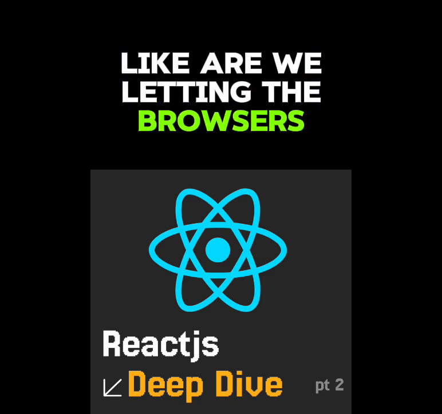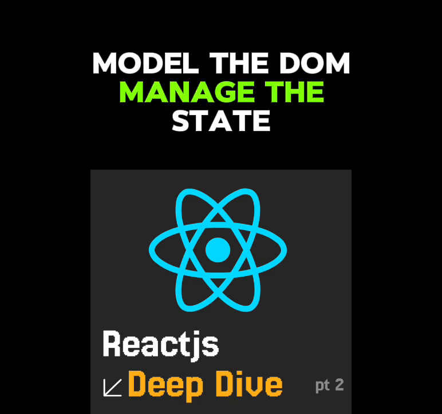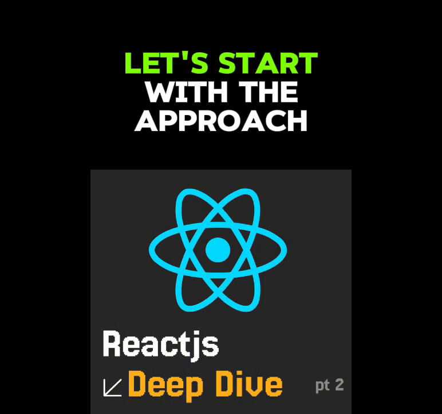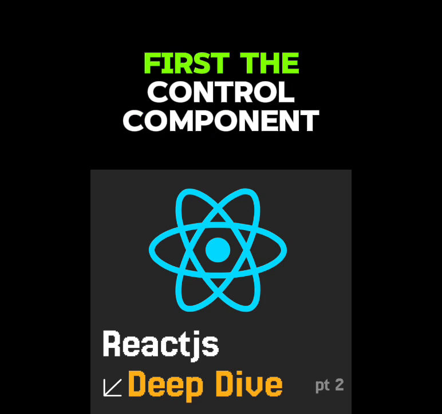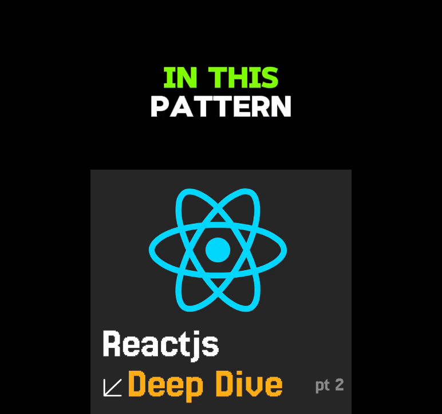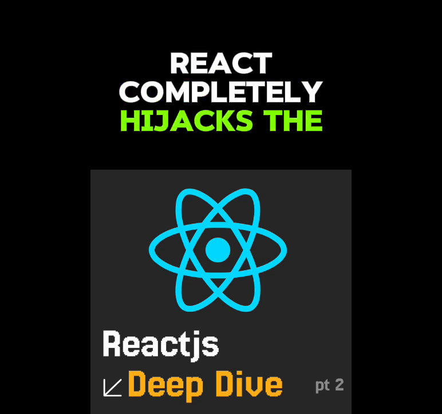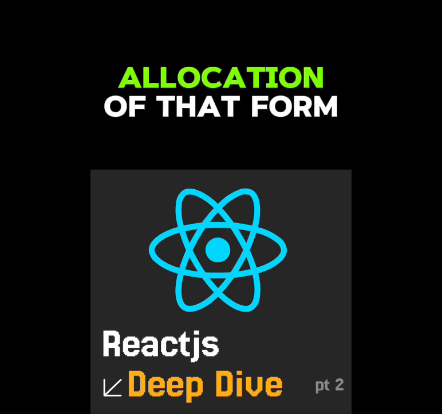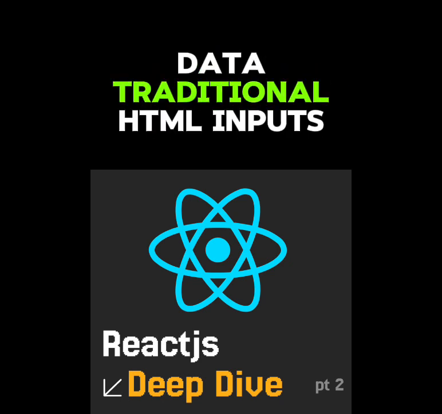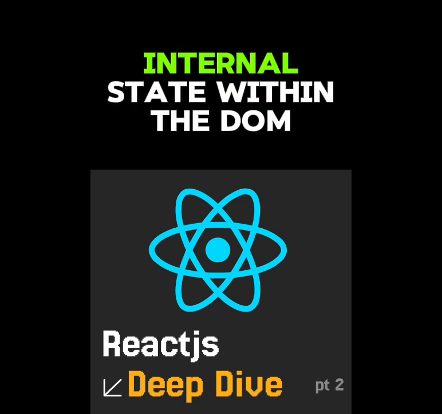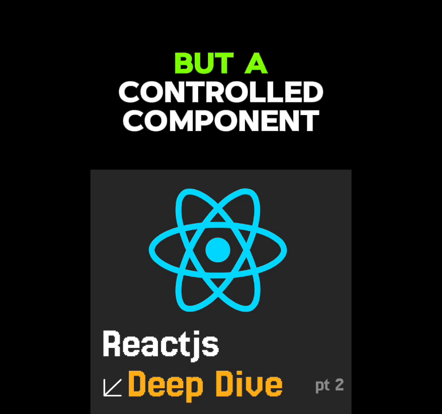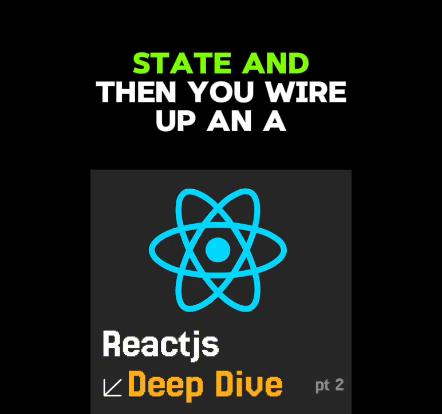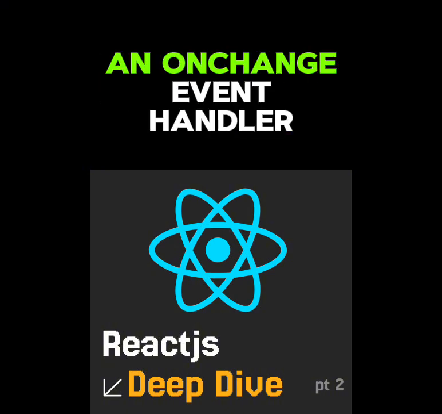Like, are we letting the browser's document object model, the DOM, manage the state, or are we forcing React to take the wheel? Exactly. Let's start with the approach most developers reach for first, the controlled component. In this pattern, React completely hijacks the native HTML behavior, right? It does. Mechanically, you are shifting the memory allocation of that form data. Traditional HTML inputs maintain their own internal state within the DOM itself. But a controlled component intercepts that. You bind the input's value directly to a piece of React state, and then you wire up an onChange event handler.